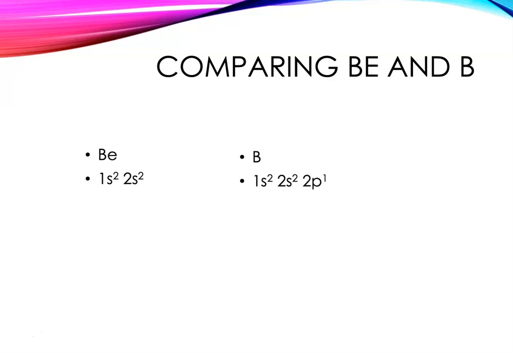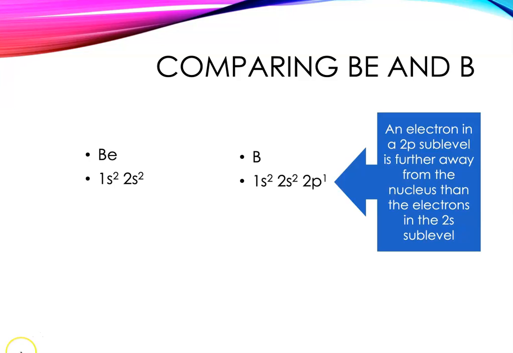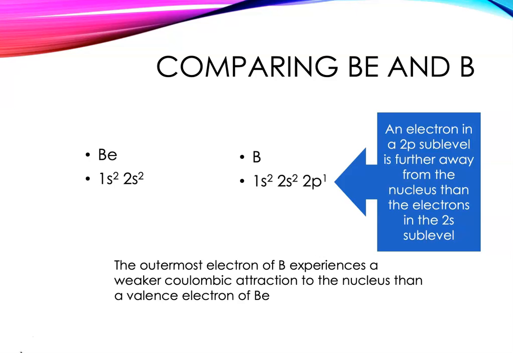Boron has the electron configuration 1s2, 2s2, 2p1. An electron in a 2p sublevel is farther away from the nucleus than the electrons in the 2s sublevel. Now, it's not a huge difference, but it is a little farther away. And therefore, the outermost electron of boron in that 2p sublevel experiences a weaker coulombic attraction to the nucleus than the valence electrons of beryllium in their 2s sublevel. And so we see this discrepancy.